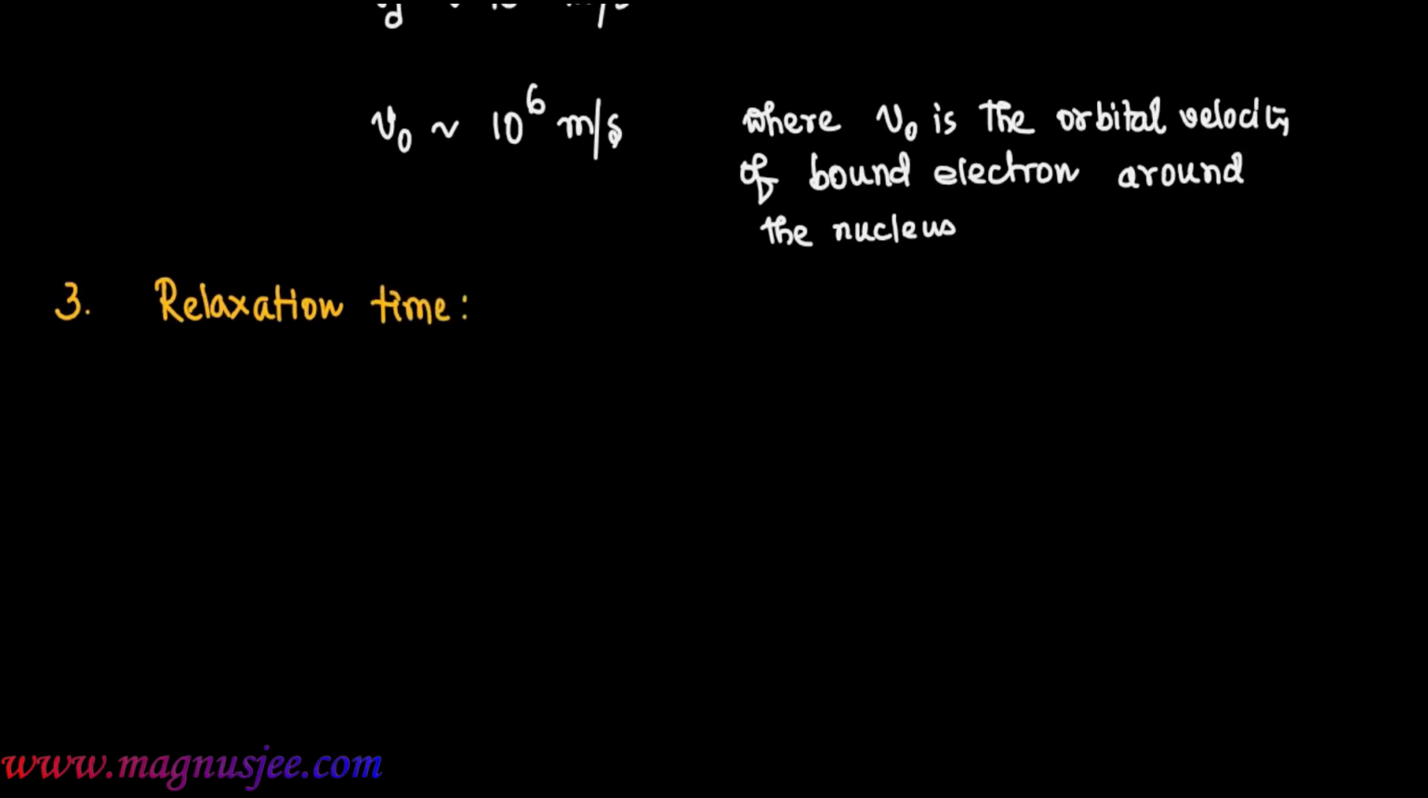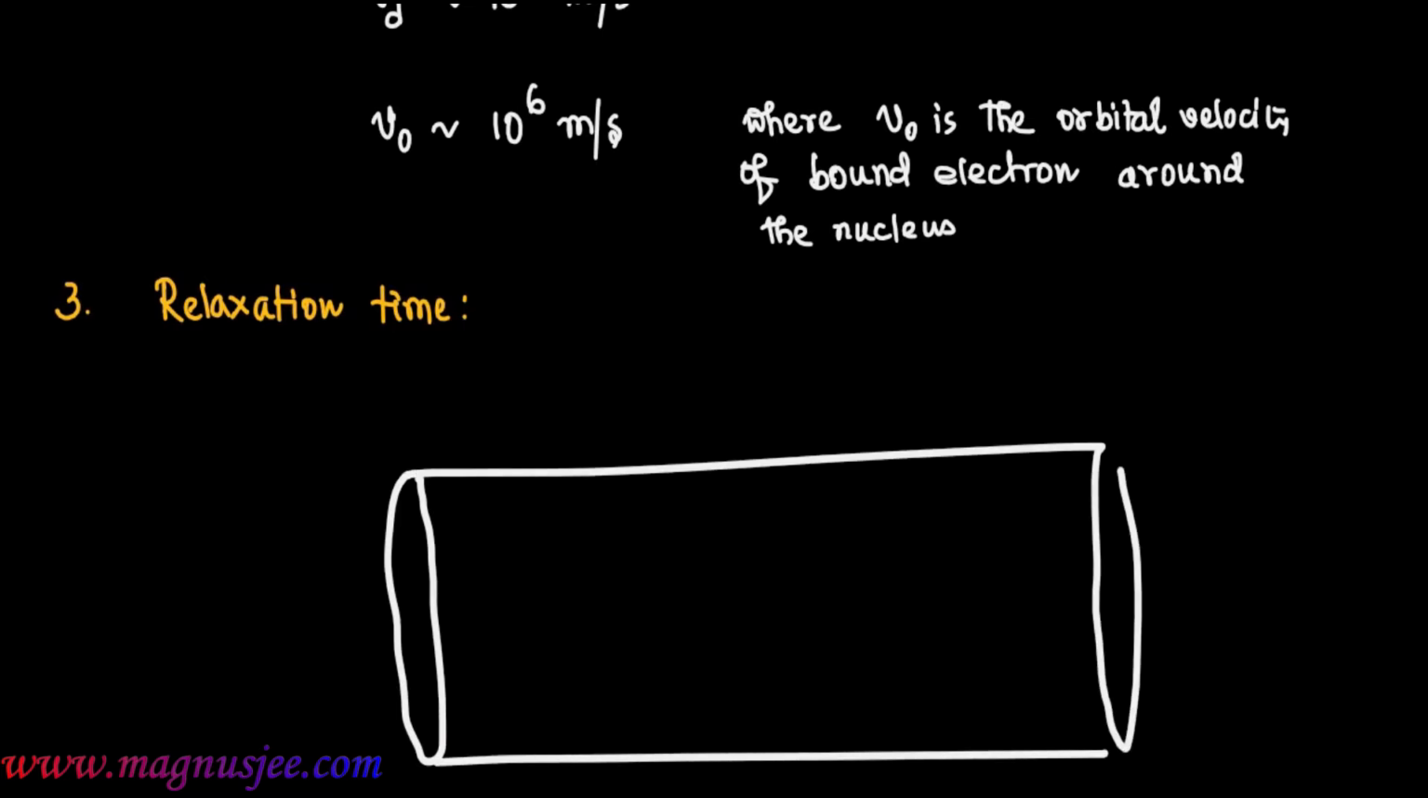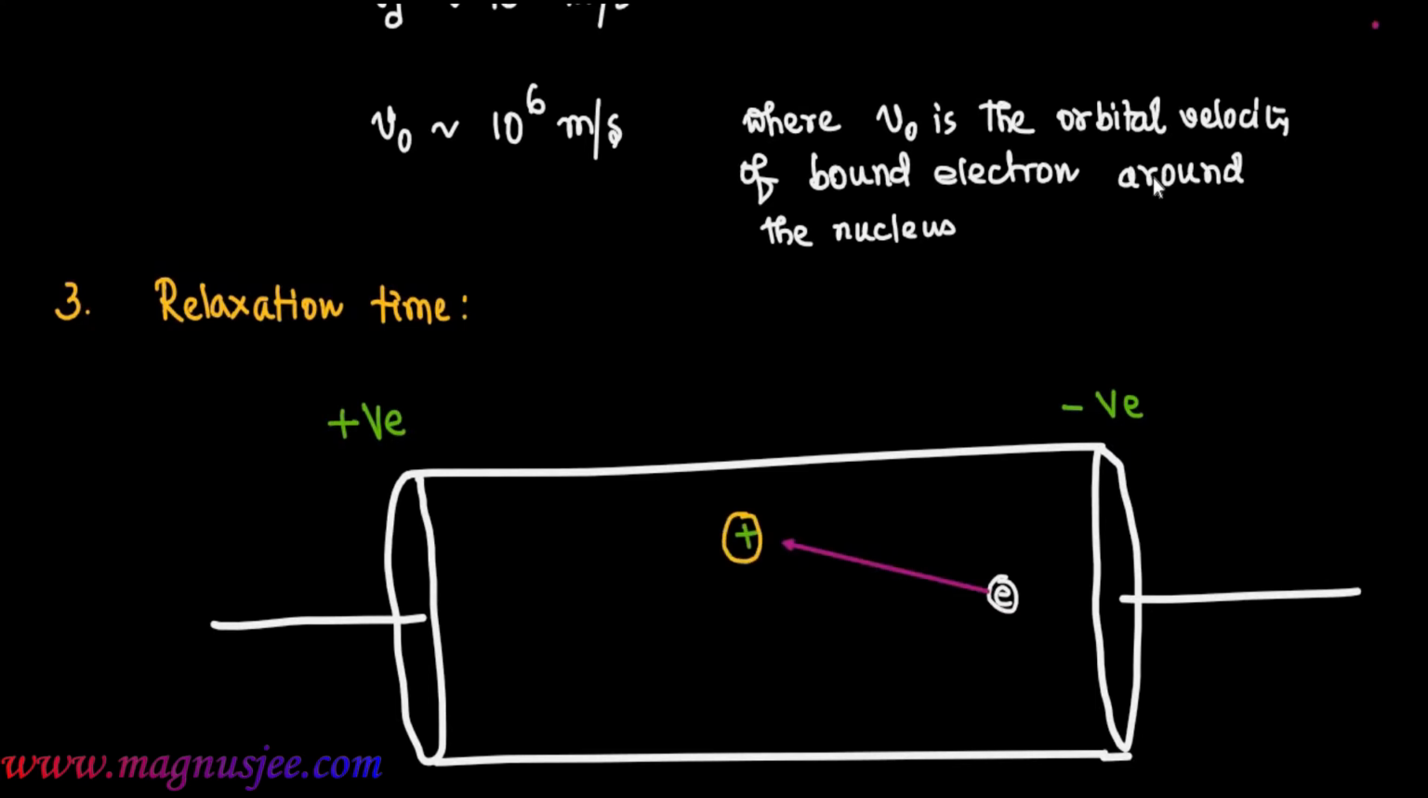Now we have to discuss what is relaxation time. We can draw a cylindrical conductor in which free electrons are accelerated towards its positive terminal. This is the free electron which is accelerated along this direction with a certain drift velocity Vd, and it will collide with the positive ion.